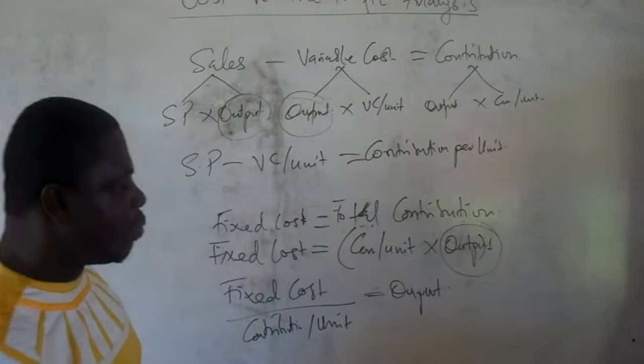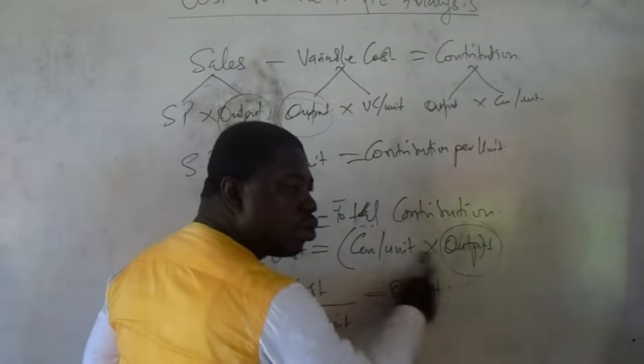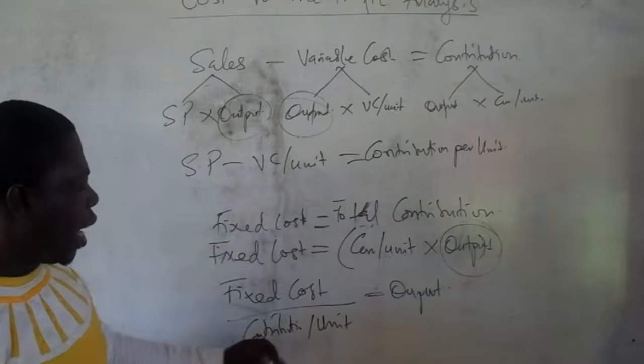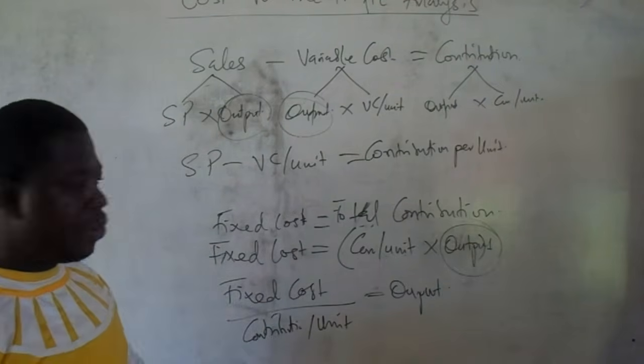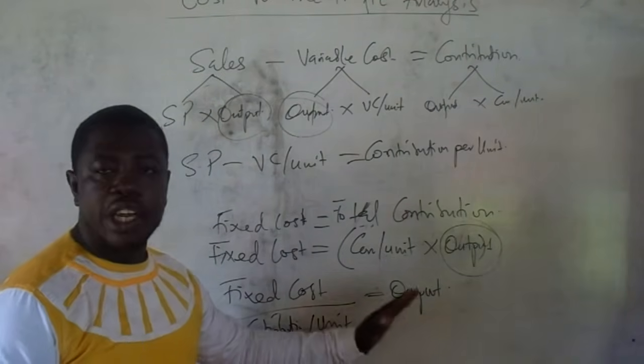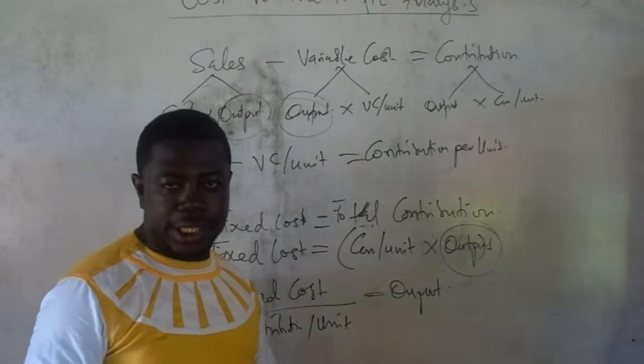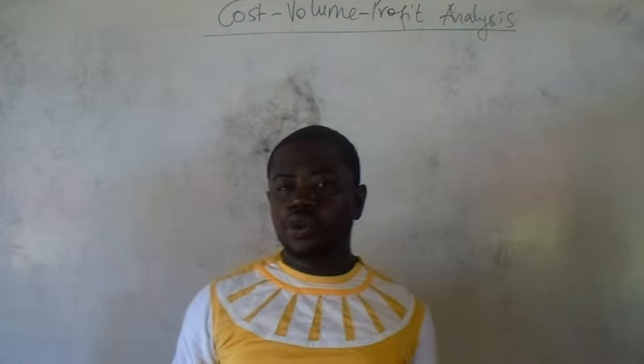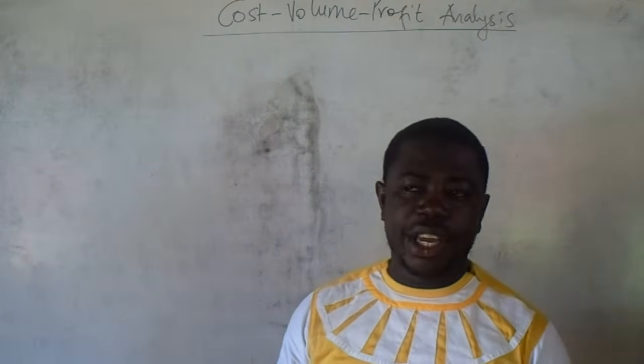And so, ladies and gentlemen, if you are looking for output that is going to give you the break-even, then your formula is your fixed cost over your contribution per unit. And this is what we call the break-even point in units. So we have established the output that we need to produce to get the break-even point.